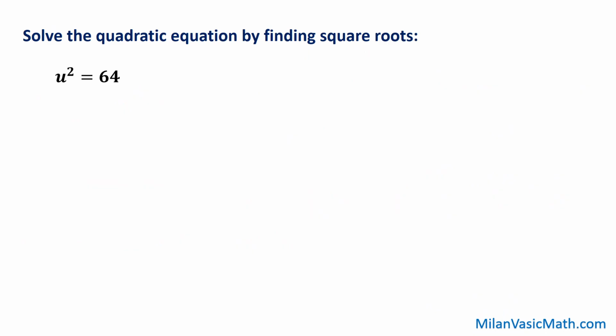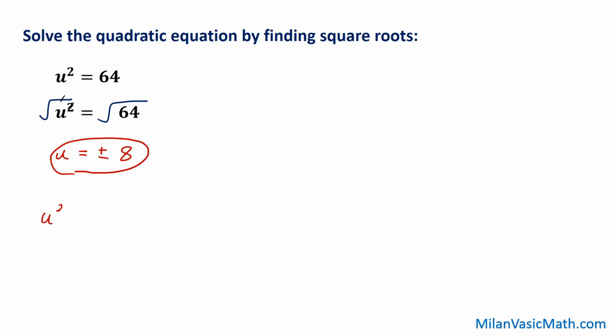Solve the quadratic equation by finding square roots. The variable u is being squared and it equals 64. So the inverse of squaring something is taking the square root. So on the left side, that leaves us with the variable by itself. The square root of 64 is 8, and don't forget the plus or minus. So that's our final answer. We could check it. 8 squared is 64, and if you properly check negative 8, meaning use parentheses, that also equals 64.